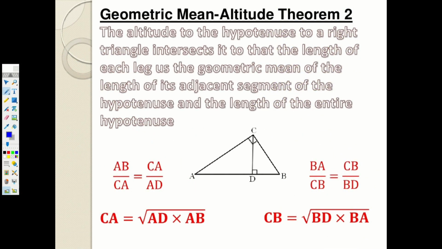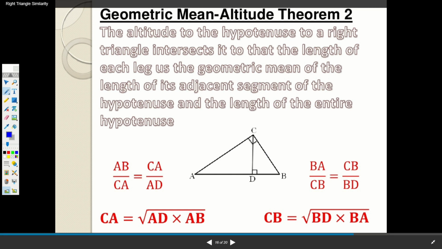And we're going to discuss also geometric mean altitude theorem 2. It states here that the altitude to the hypotenuse of a right triangle intersects it so that the length of each leg is the geometric mean of the length of each adjacent segment of the hypotenuse and the length of the entire hypotenuse. Take note of this word, entire hypotenuse.